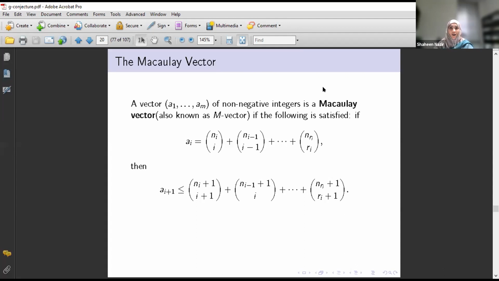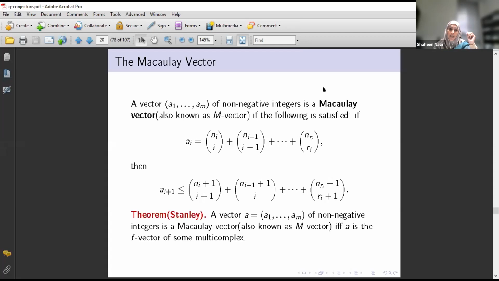Dr. Imran already said something about these conditions, but he didn't show you. These are not exactly the Kruskal-Katona relations, but they are a little bit related to them, because there was a question of whether, if certain conditions are satisfied, your vector will be the f vector of some simplicial complex. And here Stanley proved this theorem, which says that a vector of non-negative integers is a Macaulay vector, which means your vector satisfies these conditions, if and only if, which means in both ways, it is the f vector of some multicomplex.